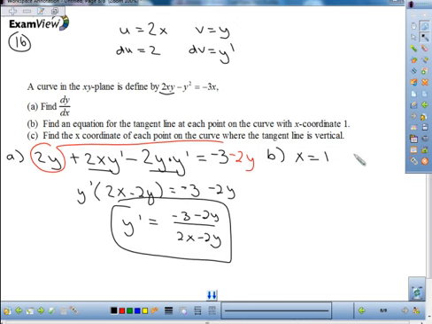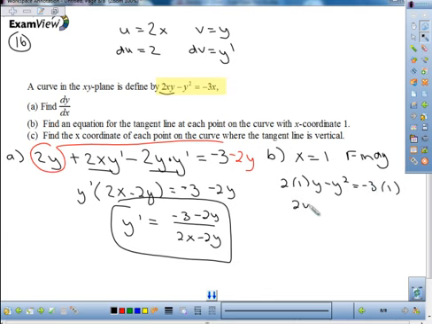In part B, we're trying to find the equation of the tangent line when x is equal to 1. So the first thing I need to do is find y. In order to find y, I'm going to use my original function, and wherever I see an x, I'm going to substitute a 1 and solve for y.